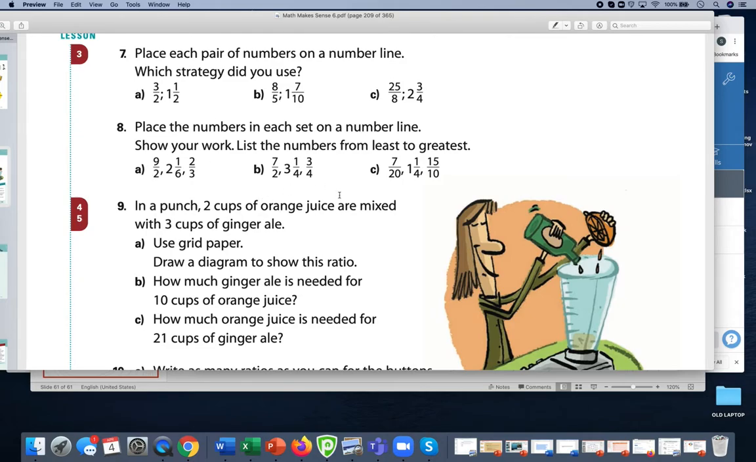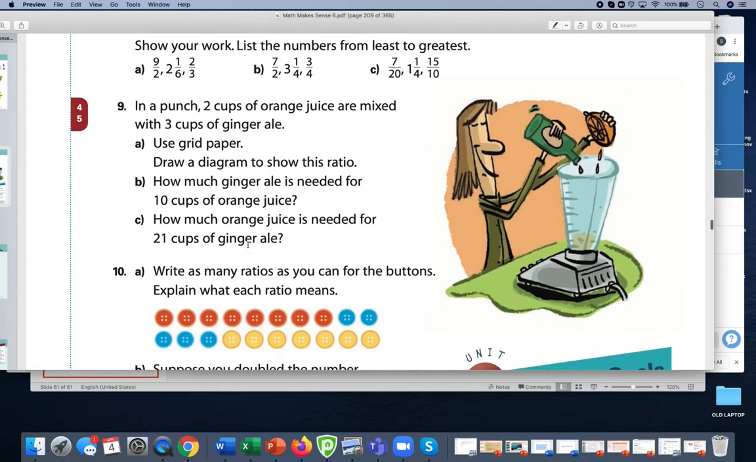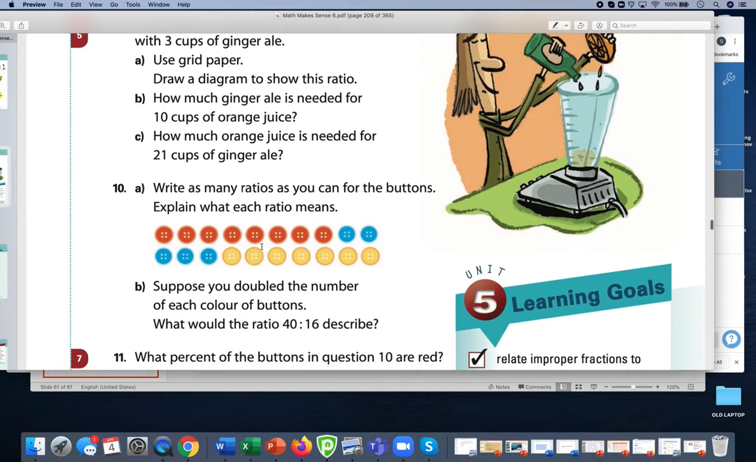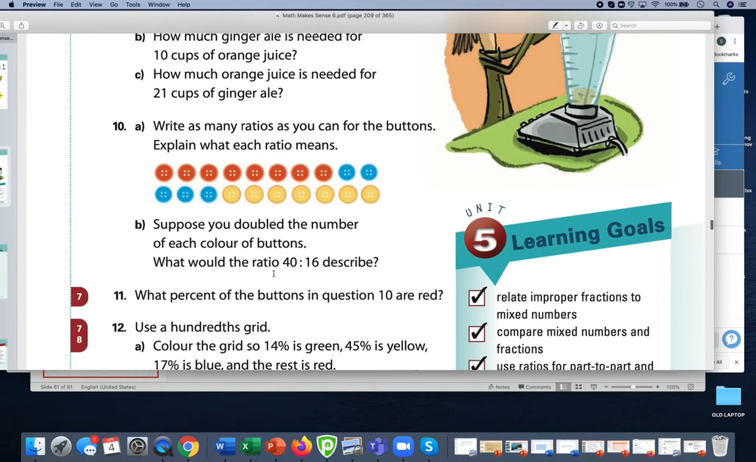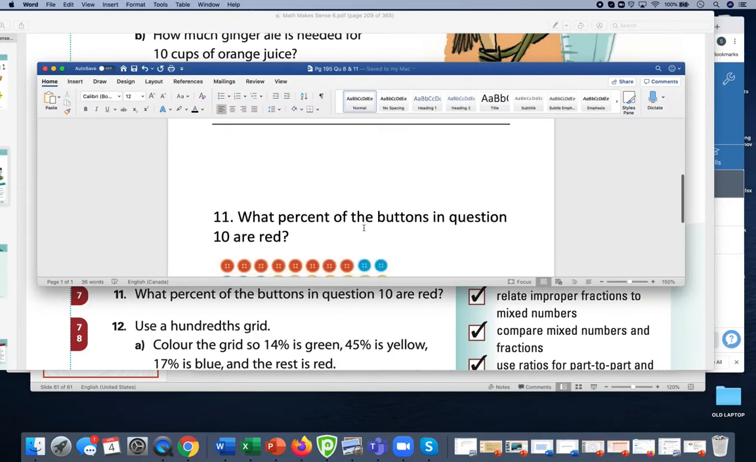Okay, for the punch question, you do not need to use grid paper. You do not need to do the diagram. But I would like you to do questions B and C. A is optional only if you want to. Number 10, this is great. It's kind of actually similar to the question that was on the morning math with the different colors. So you have to do both of these ones. And then number 11 is also going to be shown to me on Seesaw.